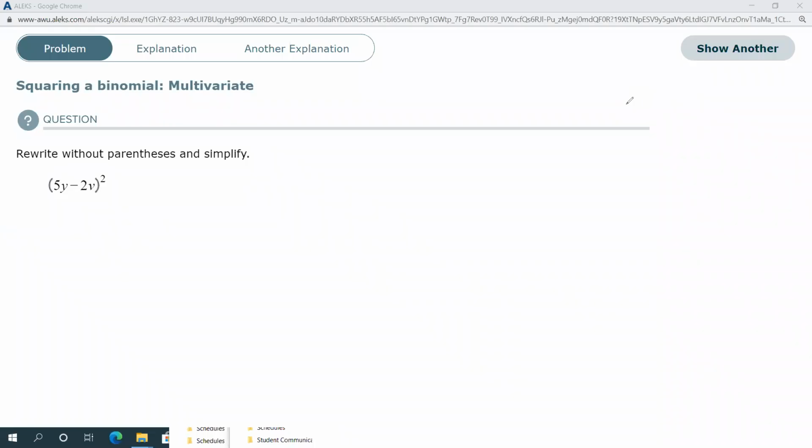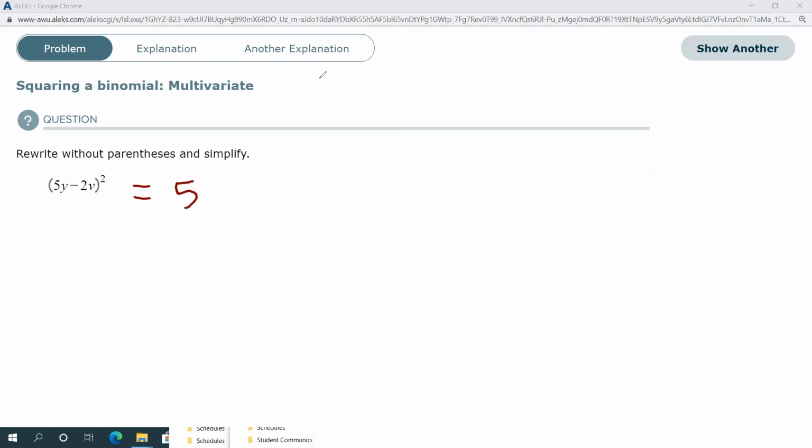Okay, same thing as before. The only difference is now we've got parentheses, and here's the really popular wrong way of doing it. A lot of people say, hey, that's 5y squared minus 2v squared. Okay, and that's wrong. It's close, but it's wrong. Even worse, some people will leave off the parentheses and not square the 5 and the 2, just the y and the v. So that's not good.